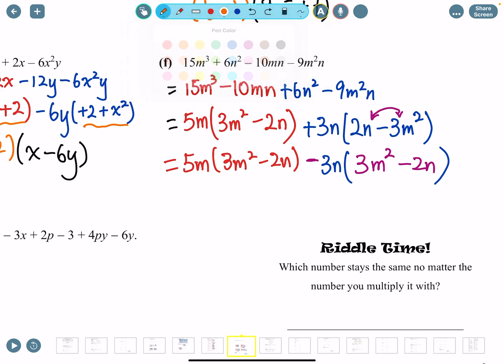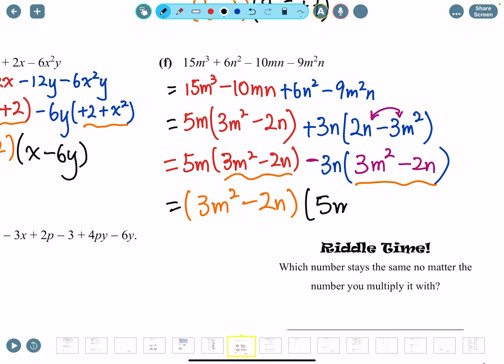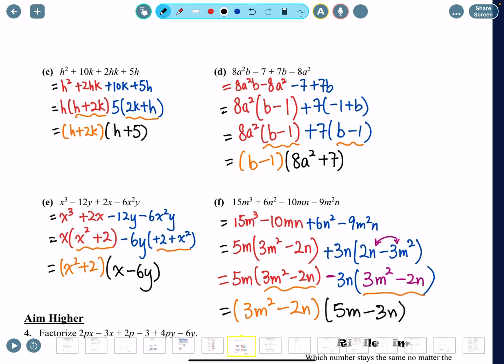So the next step, these two are the same now, exactly the same. So we can factorize it. 3m squared minus 2n. What's left is going to be 5m minus 3n. And that's how you get the rainbow method.